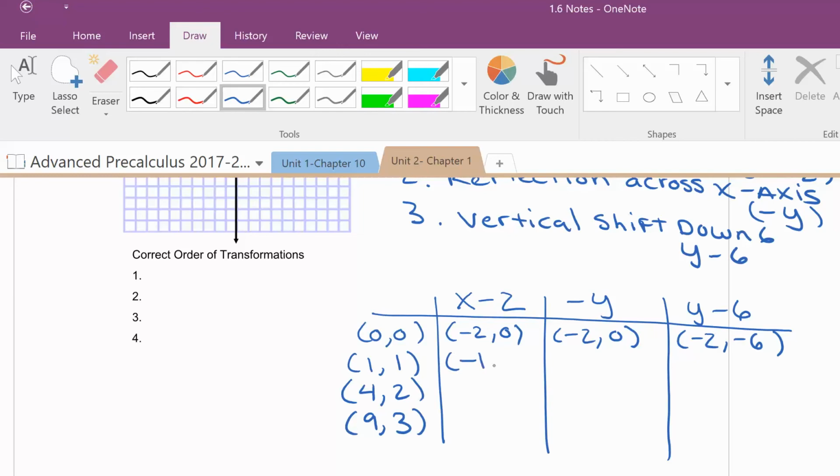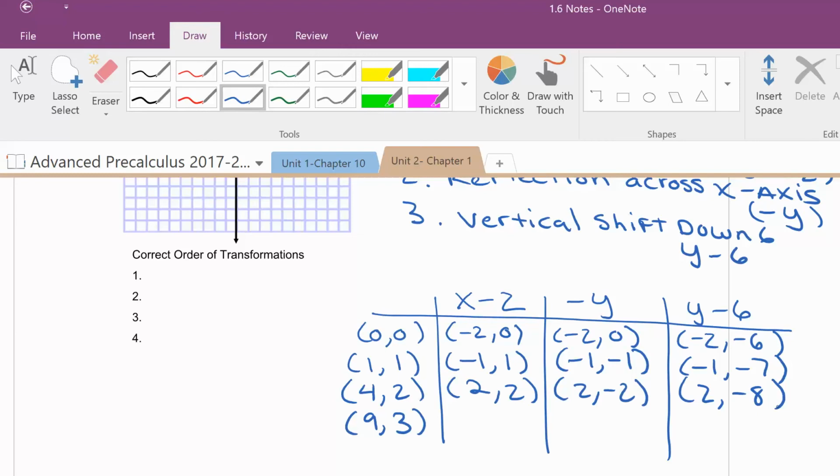1 minus 2 is negative 1. Opposite of y is still negative 1. And then minus 6 is negative 7. 4 minus 2 is 2. Opposite of 2 in the y is negative 2. Minus 6 is negative 8. And then 9 minus 2 is 7. Opposite of 3 is negative 3. And then minus 6 is negative 9.